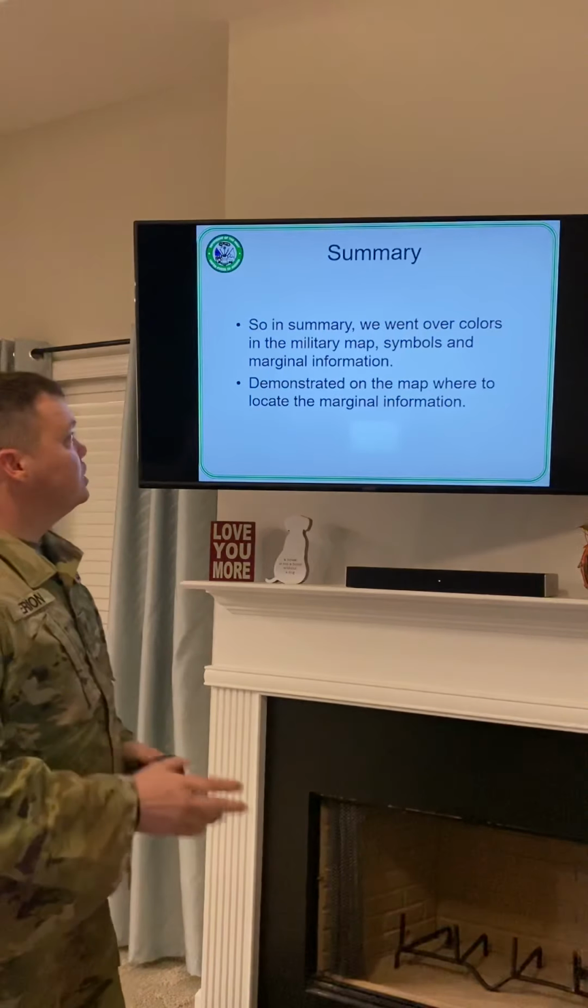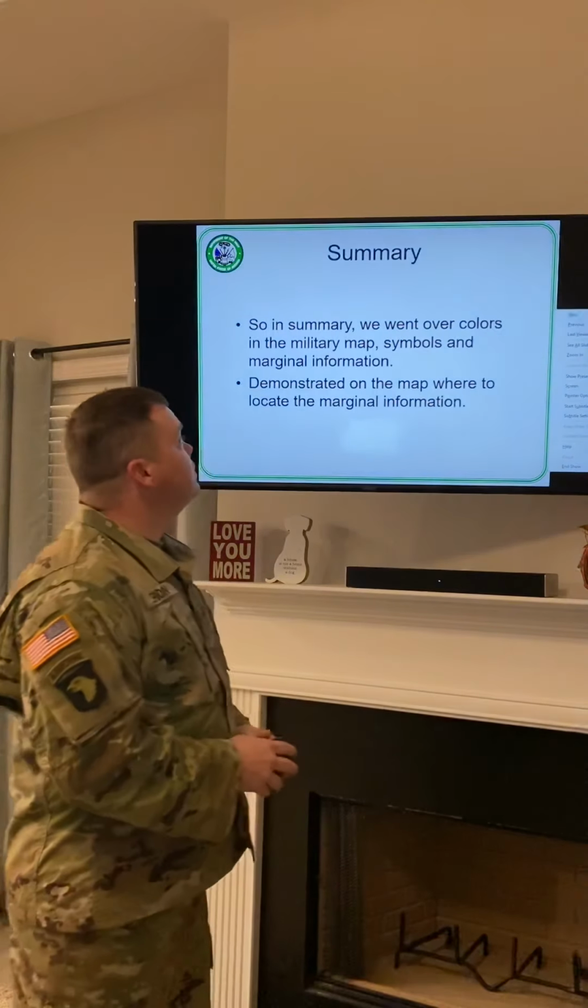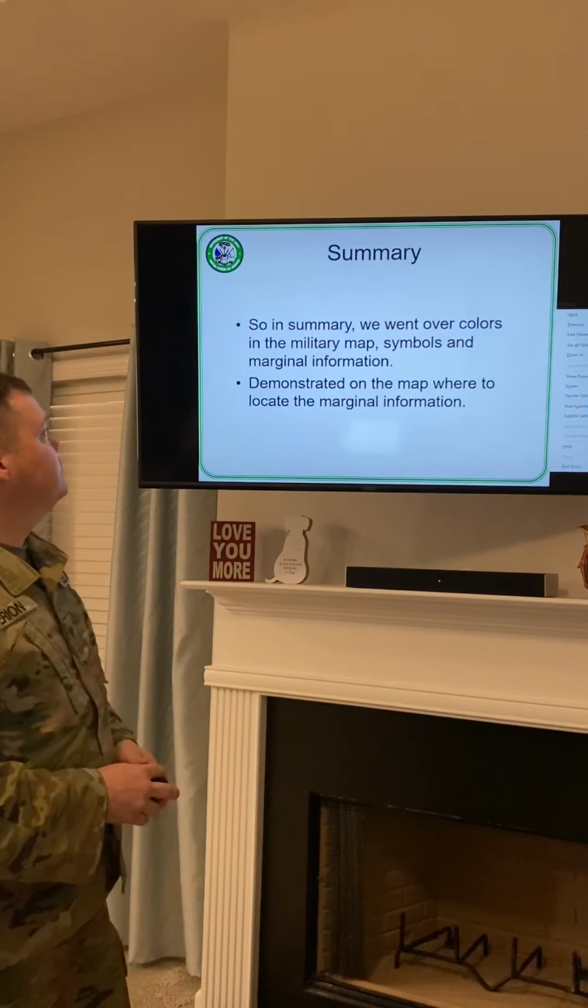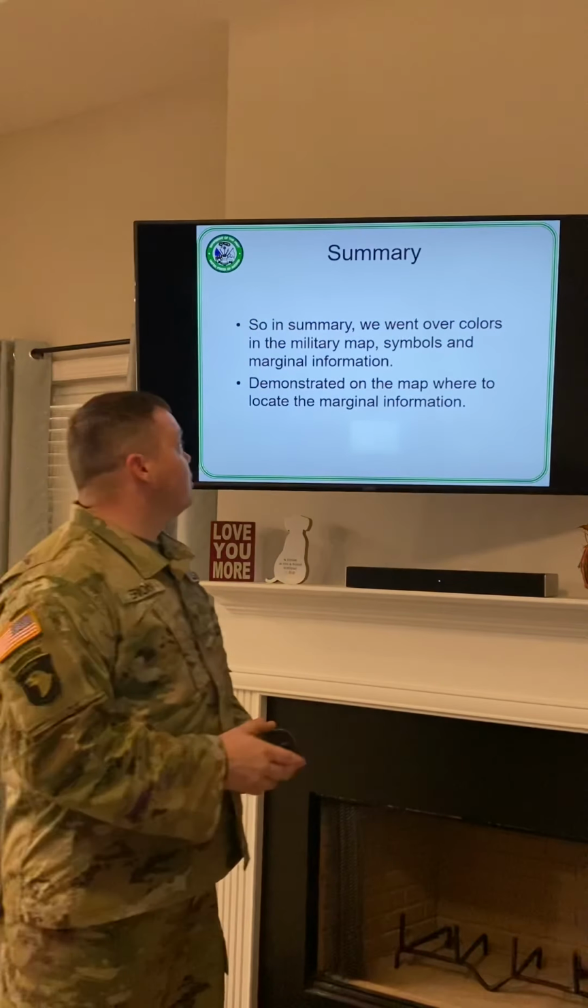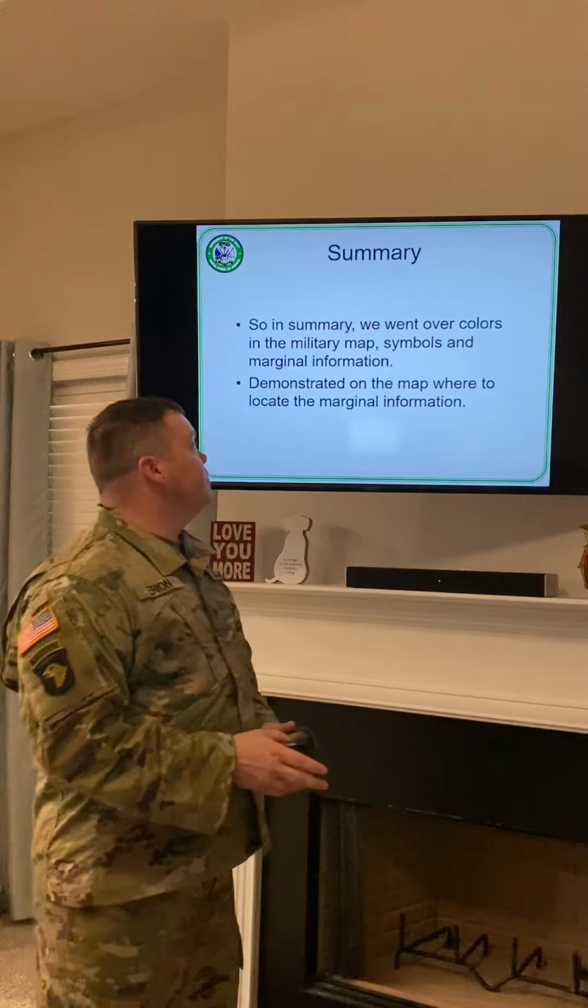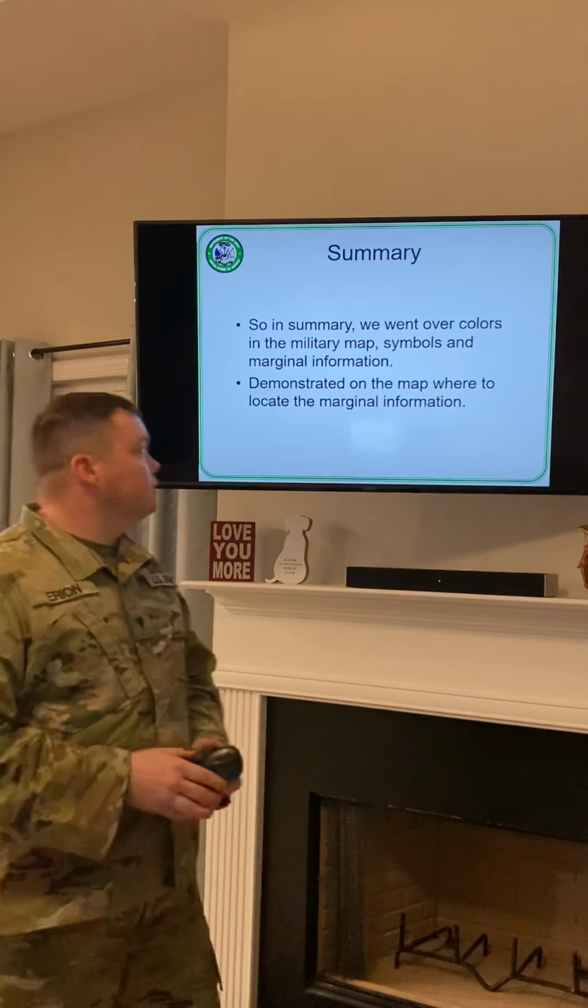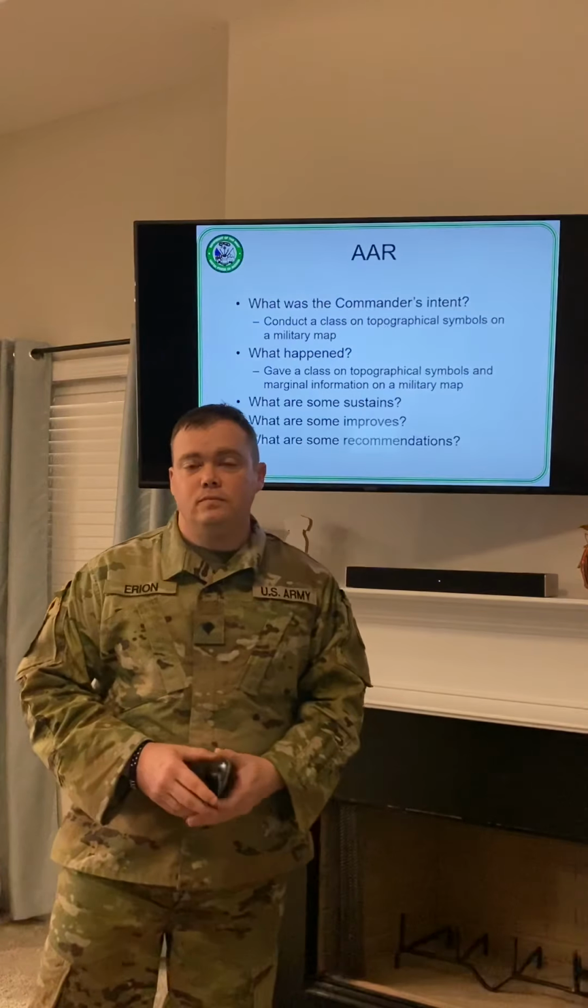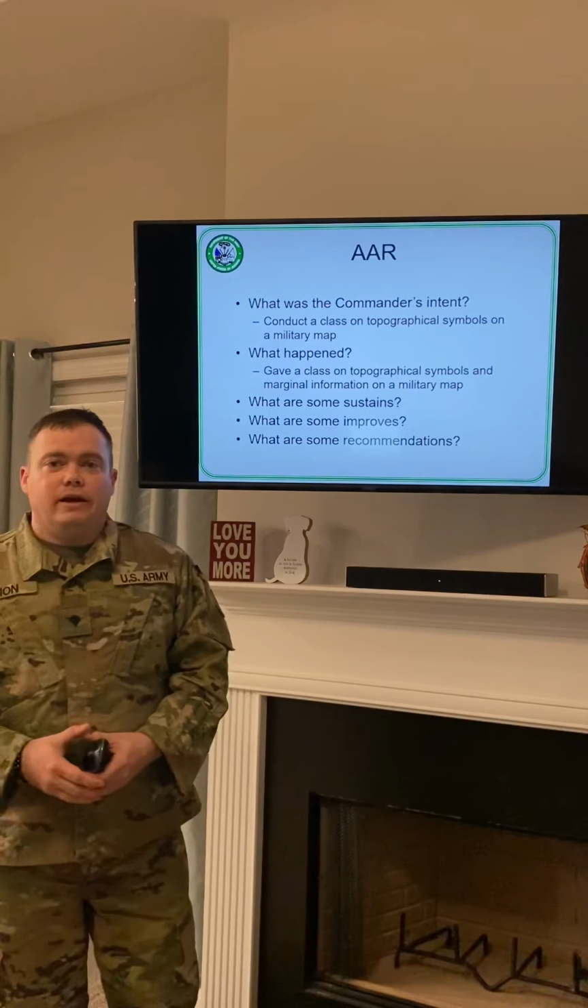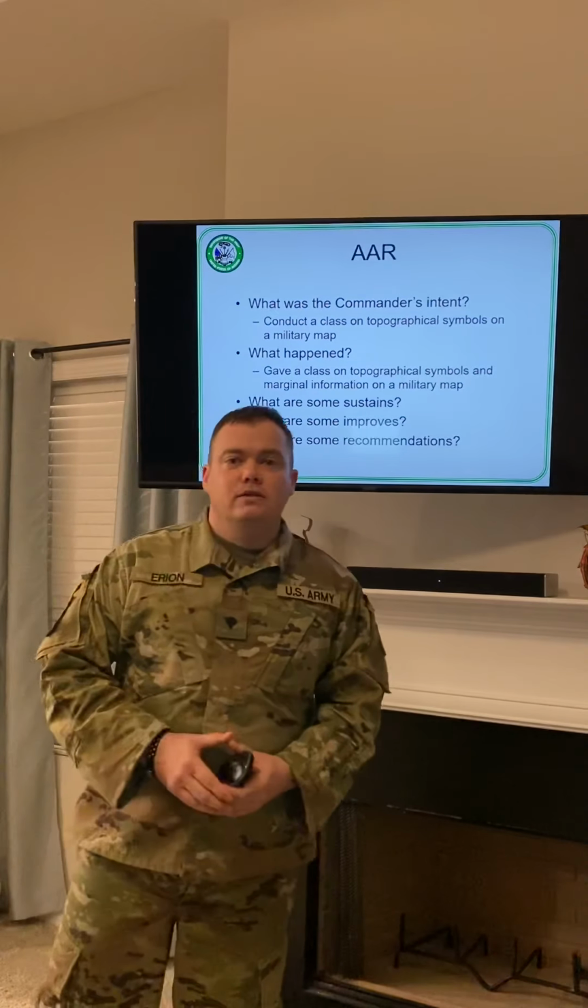Summary. So what we went over today is colors in the military map, the symbols and the marginal information. We demonstrated on the map where to locate the marginal information. So that brings us up to the AAR. What was the commander's intent?